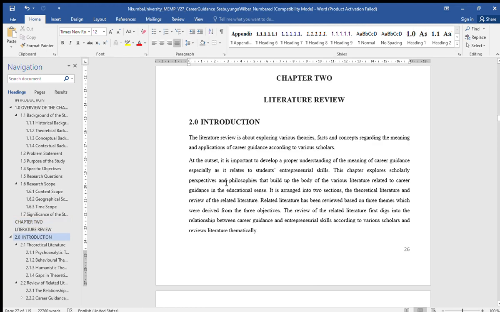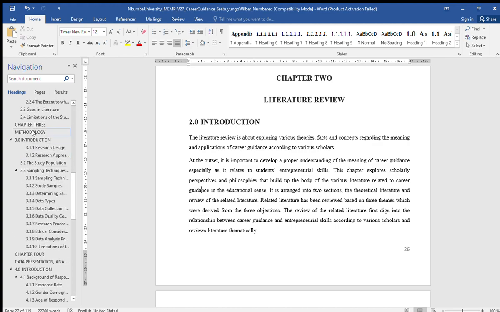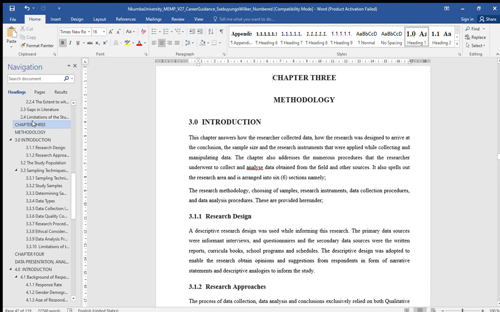Chapter 2 is called Literature Review. And then Chapter 3 is called Methodology. That is Chapter 3. Each chapter has a name. When we are writing chapters, we write them in terms of words. Like chapter 3, you don't write the digit 3, you write 3 as a word. That is called methodology.